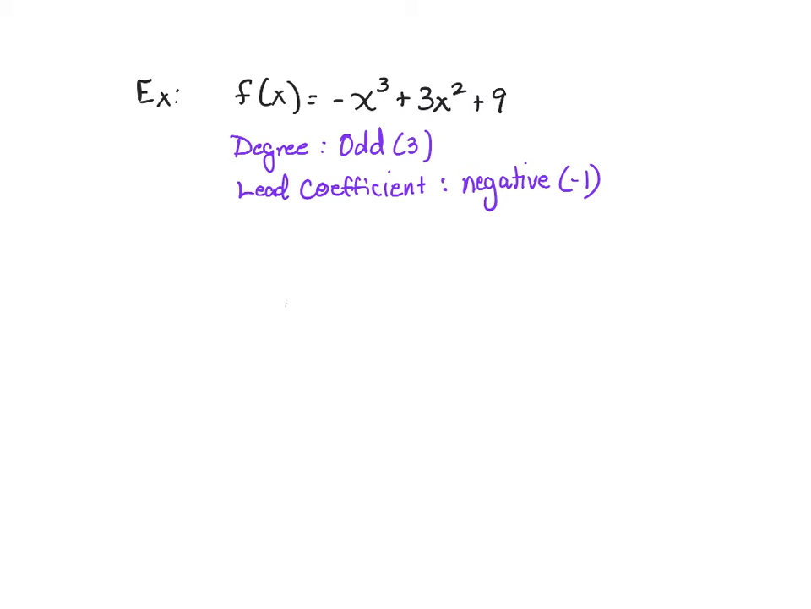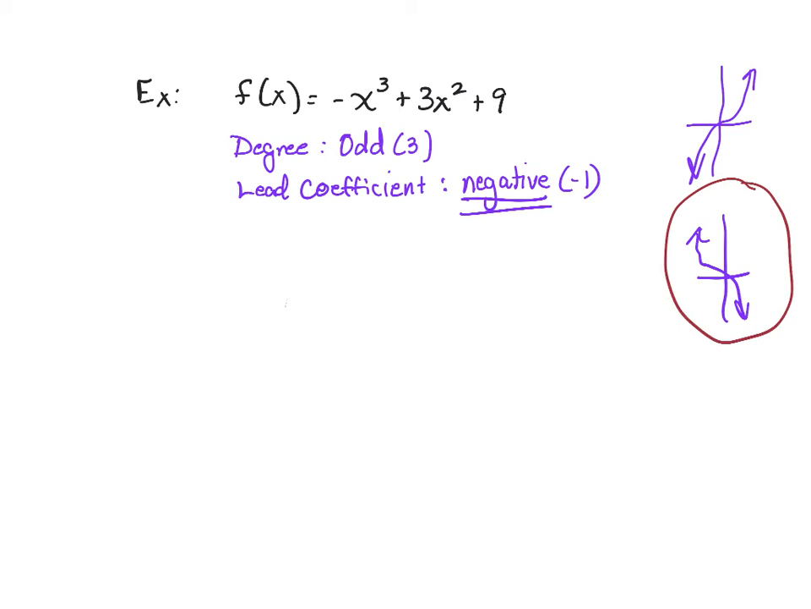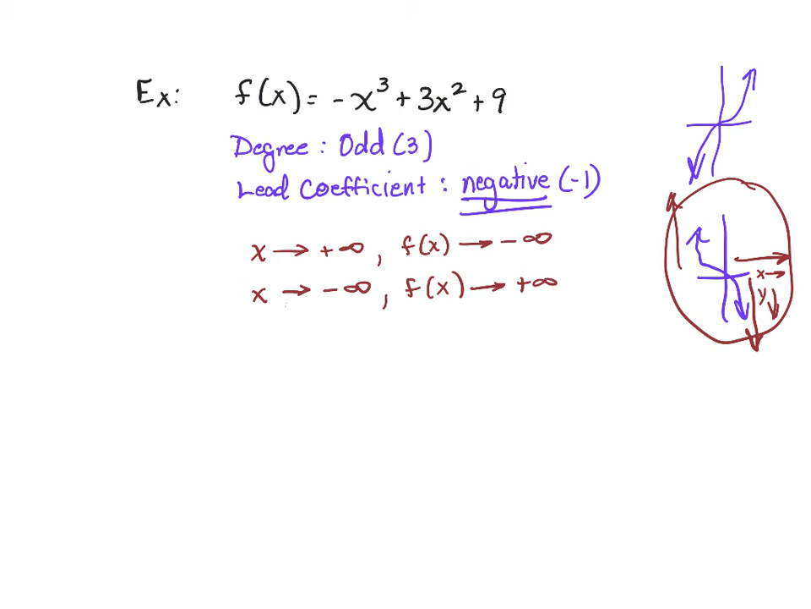Now, as soon as I notice that it's odd, I know it's either doing this or it's doing this. How do I tell? Lead coefficient. Negative means the right-hand side goes down. That means it's this one. And so if I draw my arrows, as x goes this way, the y goes down. So I can say as x goes to the right to positive infinity, the function goes to negative infinity. It goes down. And then the left-hand side, as x goes to negative infinity, where does it go? It goes up. So the function goes to positive infinity.